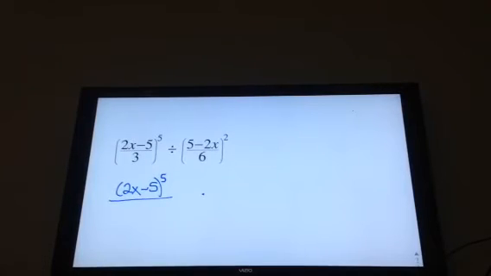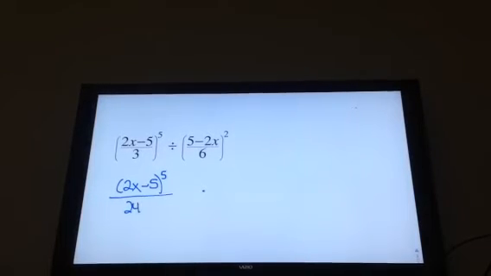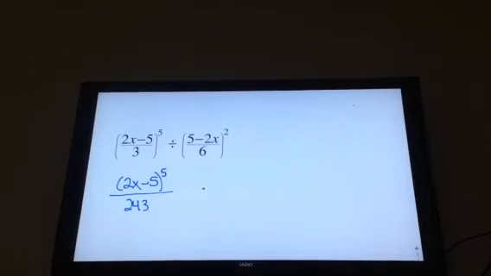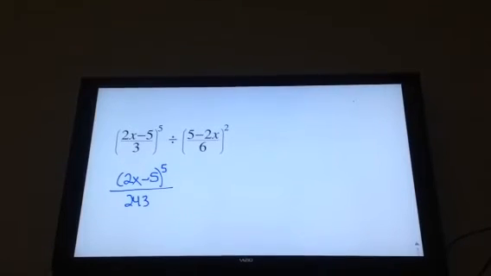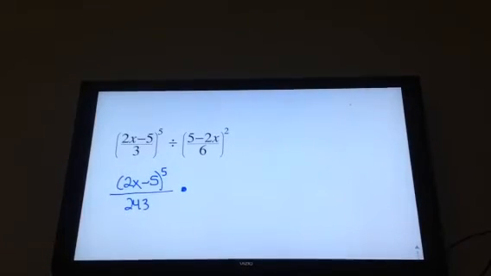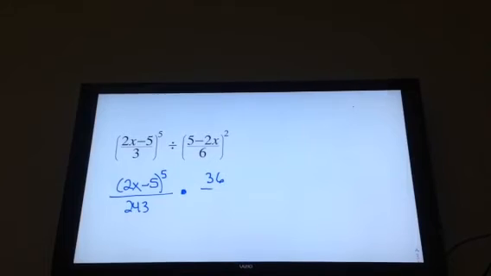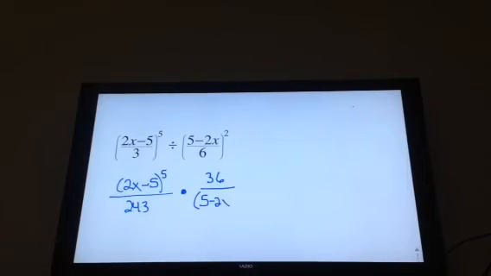Then I'm going to take 3 to the 5th power. 3 times 3 is 9, 27, 81, 243. Thank you. 243. So I'll take 3 to the 5th power. Do calculate that. I am dividing here, so I am going to flip the fraction. So the 6 is going to come to the numerator. So 6 to the 2nd power is 36. And then my group, 5 minus 2x to the 2nd power, is 5 minus 2x to the 2nd power.